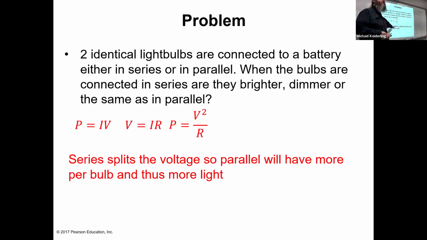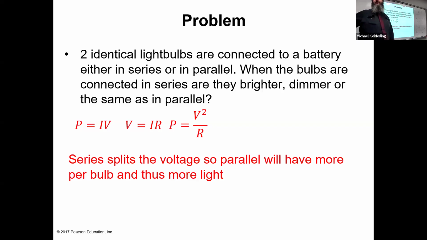The series splits the voltage up, so each bulb will get a portion of the voltage. If they're identical, each one will get half the voltage. In parallel, each will get the whole voltage, and you'll have more current flowing. You'll effectively have less resistance, so you'll have more. So parallel will have more voltage per bulb and thus more light. You'll have more current per bulb, more light.